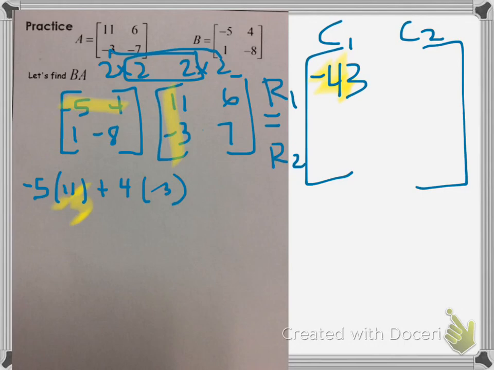Okay, now I'm going to do the next position, and the next position comes from row 1, column 2. So row 1, column 2. And I'm just going to do that. So negative 5 times 6 plus 4 times 7. So that's a negative 30 and a positive 28. So a negative 2 for my number in that position.